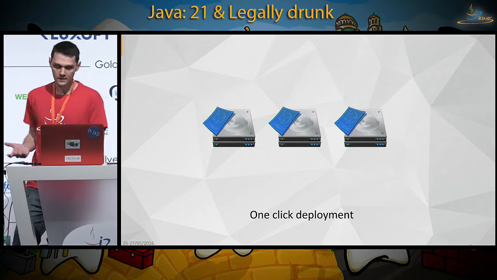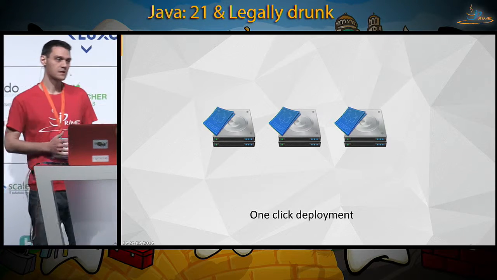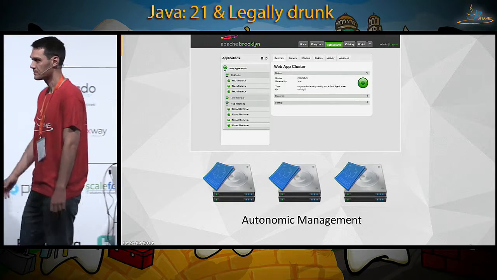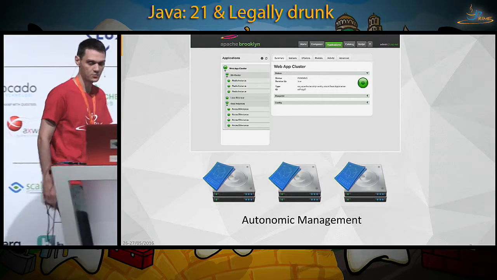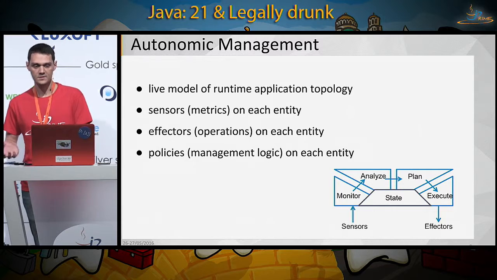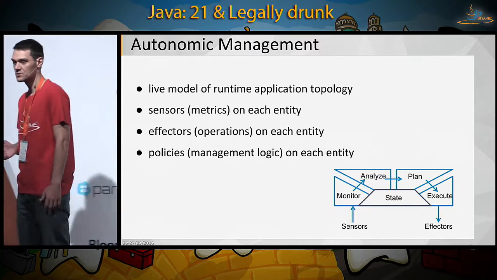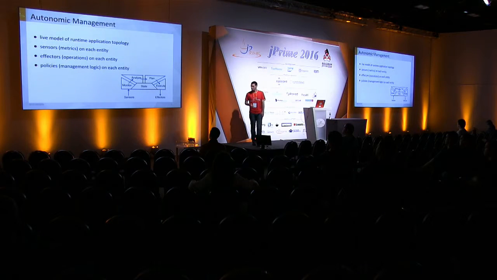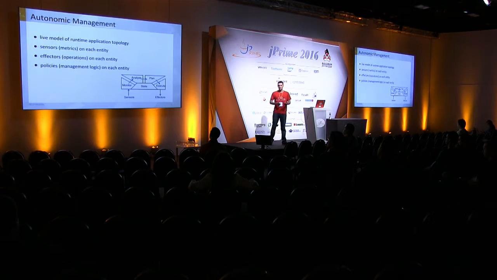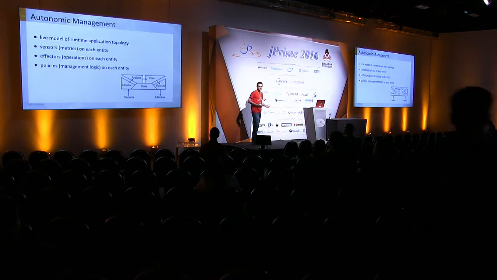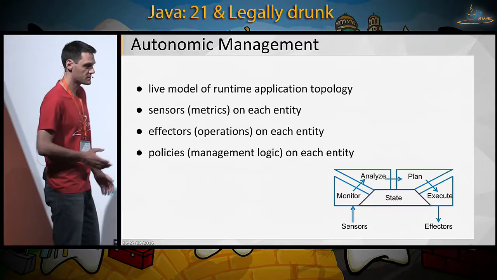So Brooklyn will take that blueprint, create the virtual machines, create the networks, set up any firewalls or whatever is needed, and then it will start autonomically manage them. So what does that actually mean? What does it mean to autonomically manage an application? Brooklyn takes your blueprint and turns it into a live model of the runtime application topology. Anything that's managed is called an entity. So every entity has sensors which describe the state of, say, the process. It has a current working directory. It has ports which are open. Any metrics that you might be interested in, like requests per second, anything that's interesting to your business case.